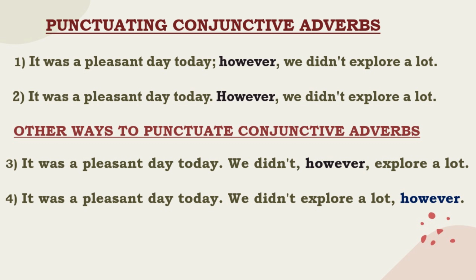When the conjunctive adverb appears at the start of a sentence, you would not only punctuate it with a comma, but you would also punctuate the previous clause or sentence with a full stop. It was a pleasant day today. However, we didn't explore a lot. This structure is also one that is commonly used. Now let us take a look at the other ways to punctuate this compound sentence.